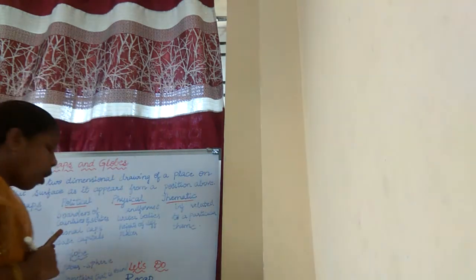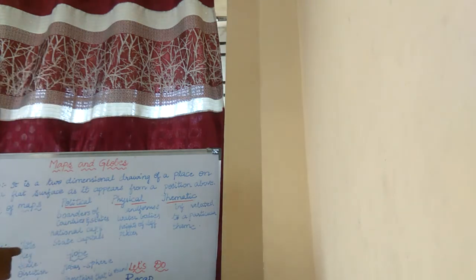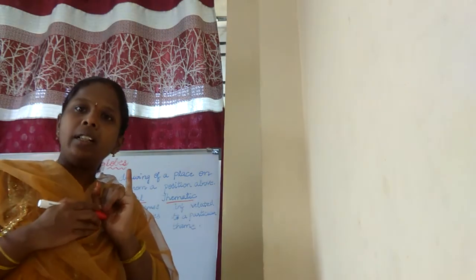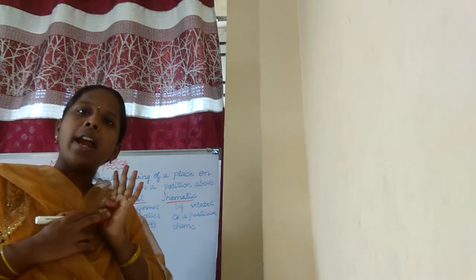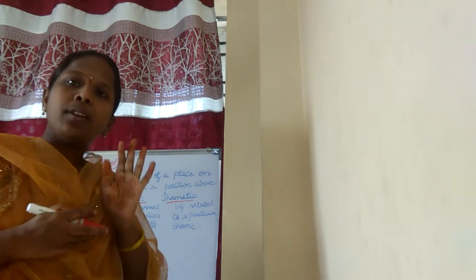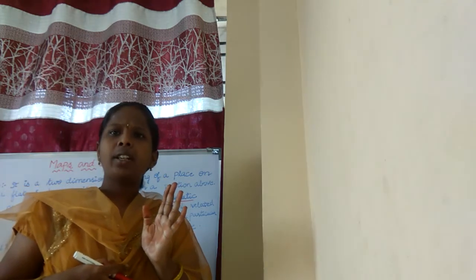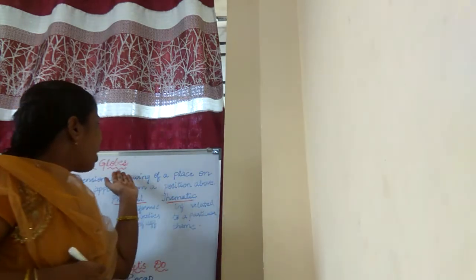What are the features of maps? How many features are there? Title, key, scale, direction, and grid. So these are the 5 features of a map. If it is a title, now we are going to discuss our title name, so Maps and Globes.